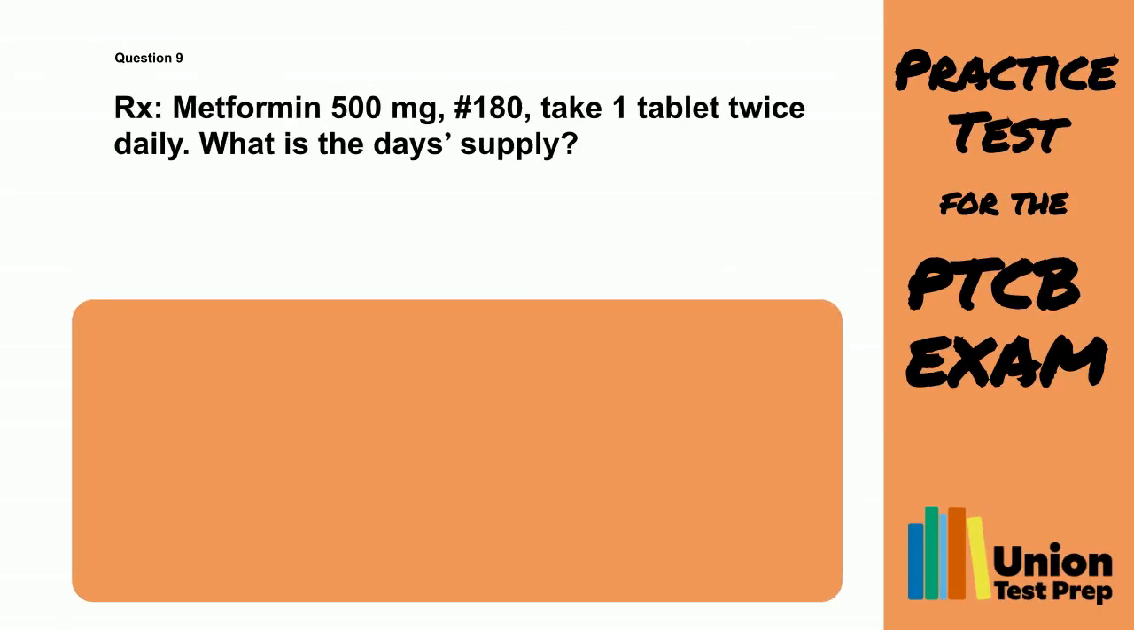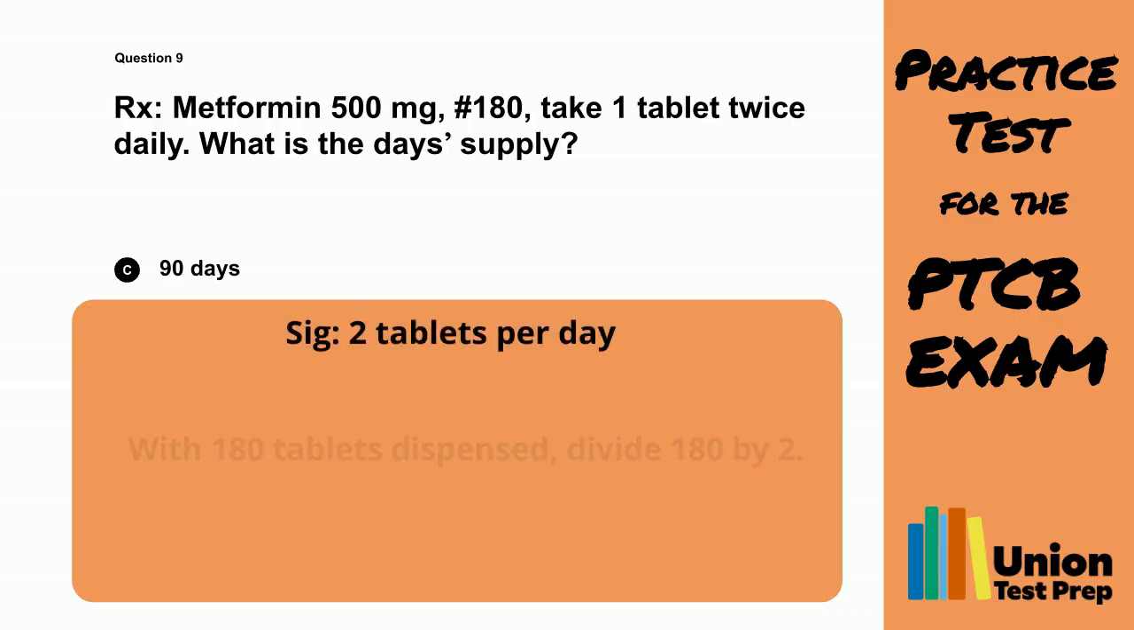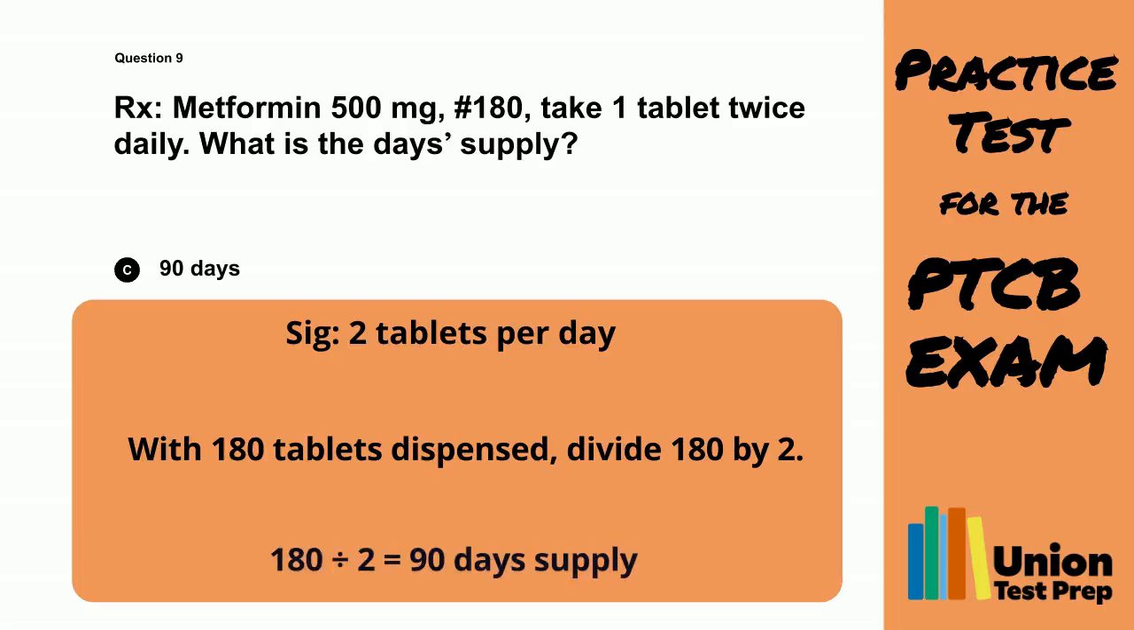The correct answer is C. 90 days. The patient takes 2 tablets per day. With 180 tablets dispensed, divide 180 by 2. That equals 90 days supply.